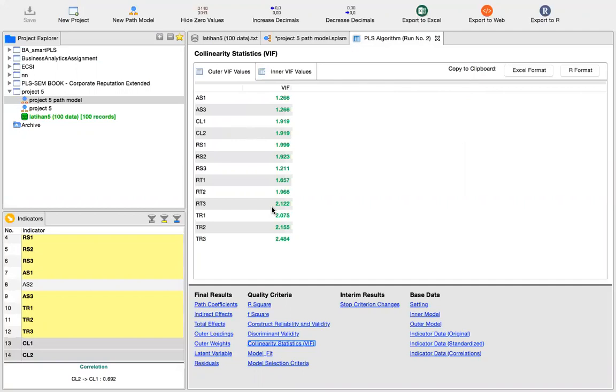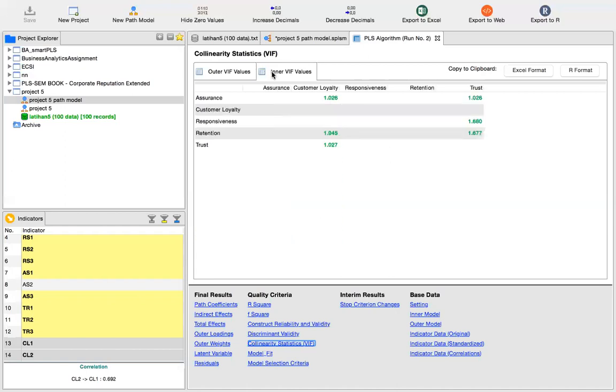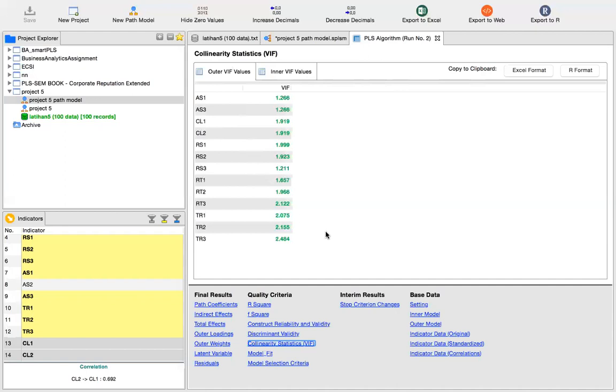The VIF, or the variance inflation factor, is normally used to evaluate collinearity of the formative indicator. It ideally should be between 1 to 3 or lower, and if it is higher than 5, it indicates a critical collinearity issue among the indicators. So all green, it means it has a good relation.